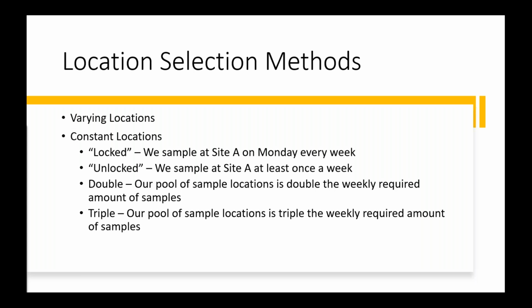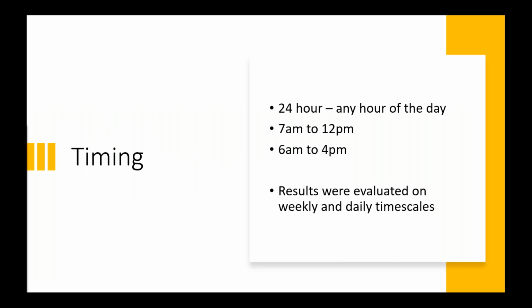And then in addition to that, there's a double and triple configuration, where we're not totally doing a complete random selection, but we do have a pool of locations that we can use. So that covers most of the aspects around location.